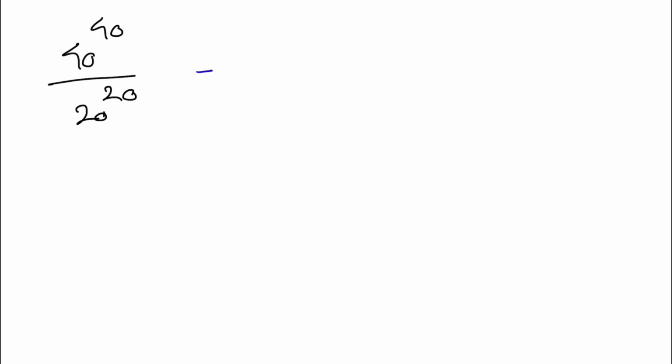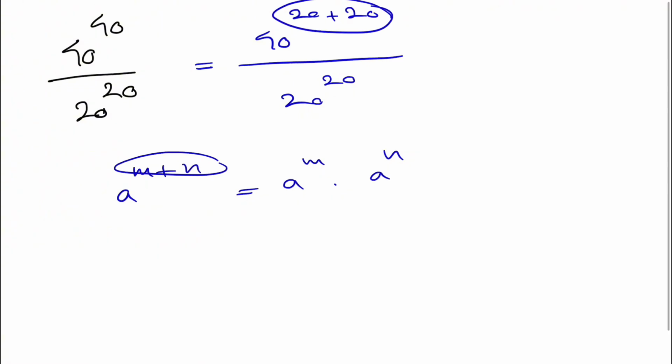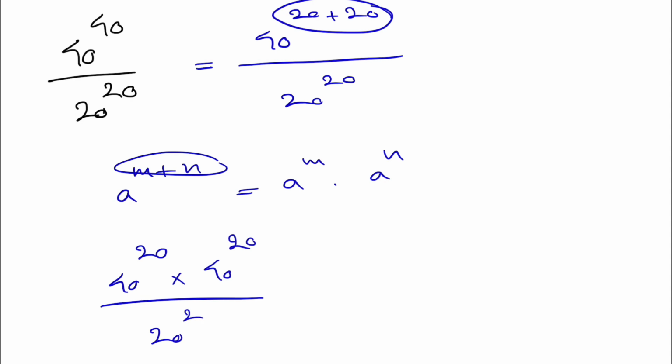So first of all, we know that for 40 we have 20 plus 20, and we're going to go with the 20 since we have in the denominator 20 to the power of 20. And from the laws of the exponent, we know if we have a to the power of m plus n, this will be equal to a to the m times a to the n, and this would be what we have here. So we'll have 40 to the power of 20 times 40 to the power of 20 divided by 20 to the power of 20.